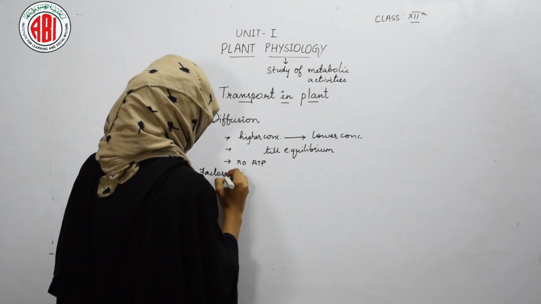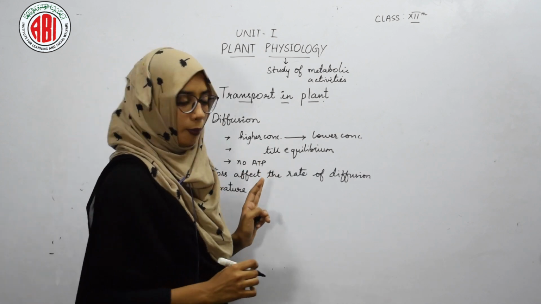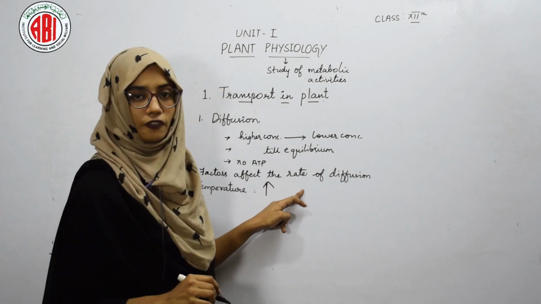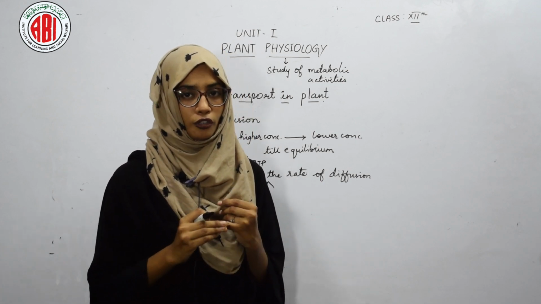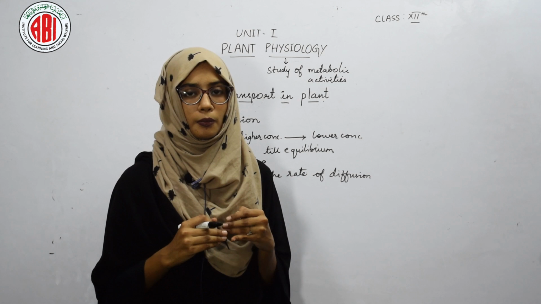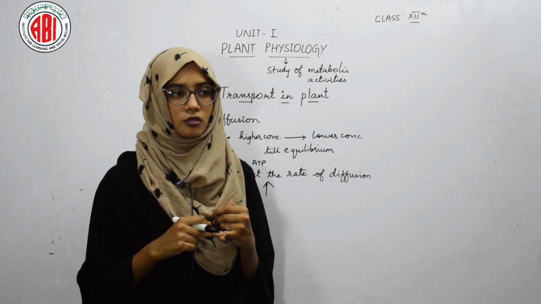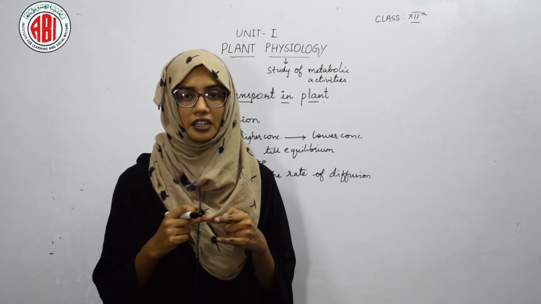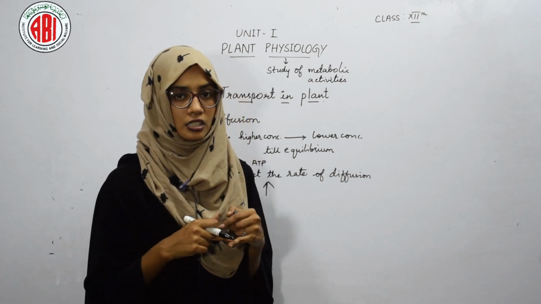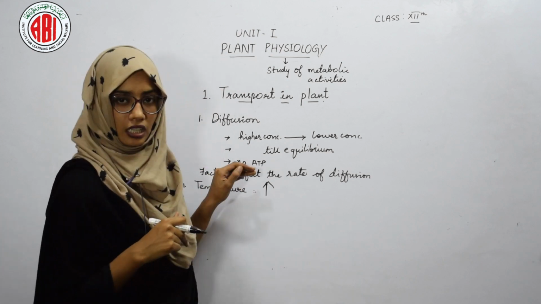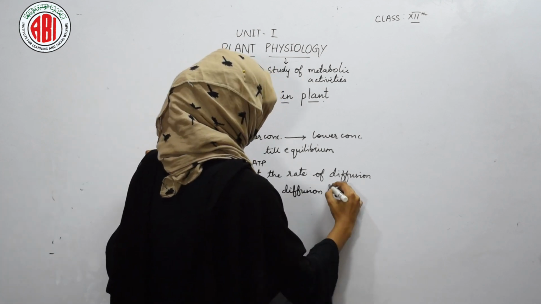Now we will see the factors that affect the rate of diffusion. The first one is temperature. If the temperature increases, the rate of diffusion becomes faster. For example, we can smell cooked food easily when compared to refrigerated food, because when we heat the food, the heat energy is converted into kinetic energy, and these particles can travel to greater distances. That is the reason if the temperature increases, the rate of diffusion also increases.